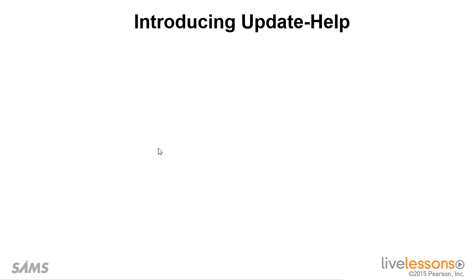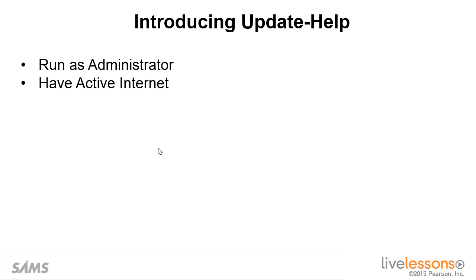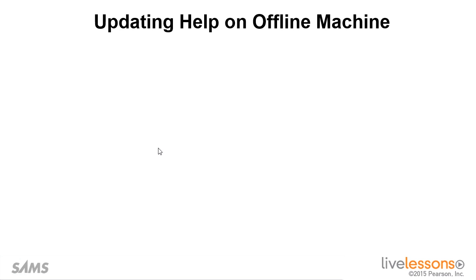Let's start by introducing you to the command update-help. To use this command, you must run Windows PowerShell as an administrator. You also have to have an active internet connection, and it will only run once a day. You can update help on an offline machine.